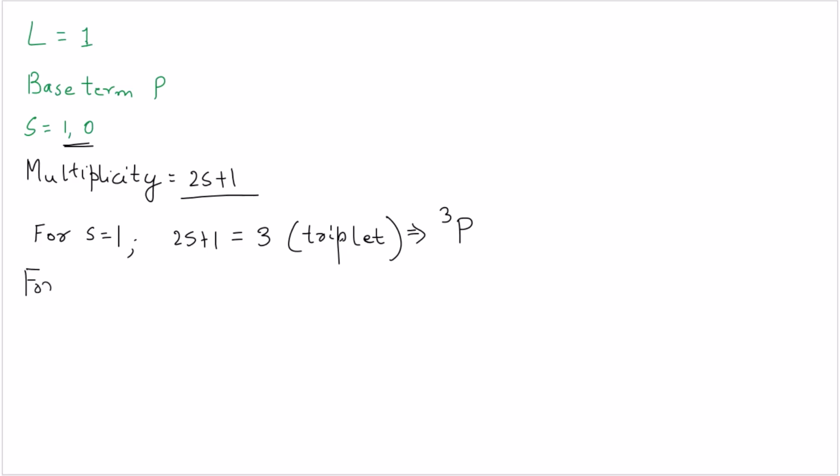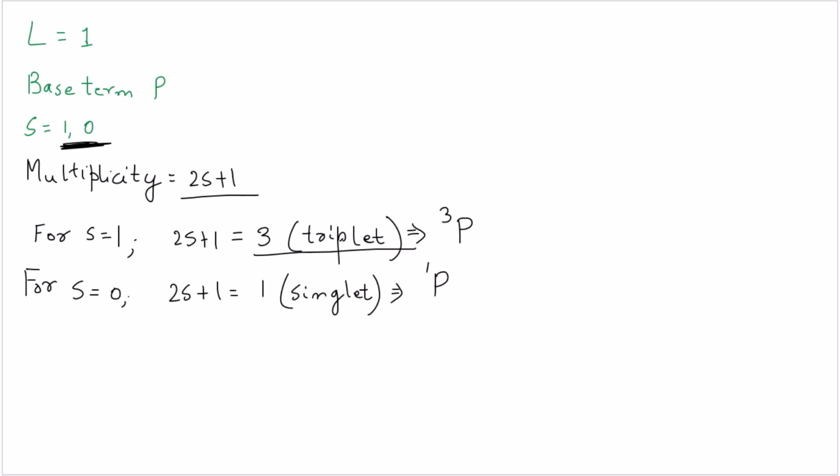Now for another S value, for S equal to 0, we have two values for S here. So for S equal to 1, we have multiplicity equal to 3 or triplet. The term comes out to be 3P. Then for S equal to 0, we have 2S plus 1 equal to 1. That is a singlet. So the term can be written as 1P.